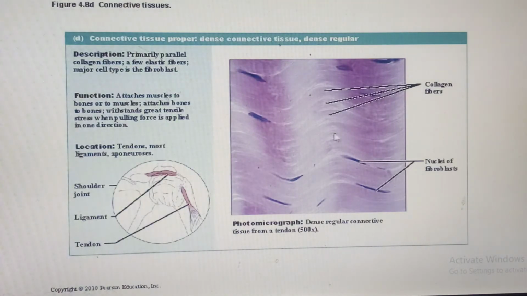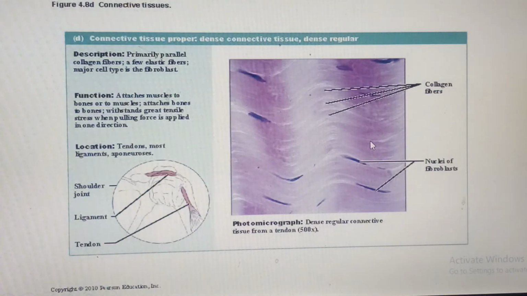So for dense regular, what we are going to see is that we find fewer cells but a lot of fibers. You can see a lot of fibers, with these whitish areas representing what we call the ground substance. So it is dense. Why? Because we have a lot of fibers compared to ground substance, and of course the cells. And you can see that the fibers run parallel to one another. By running parallel to one another, it is very important that they resist pull, or resist stress in a single direction. So that is what we are going to see.